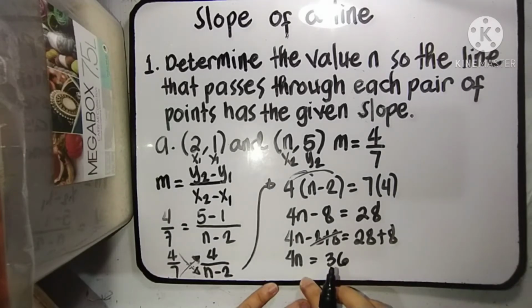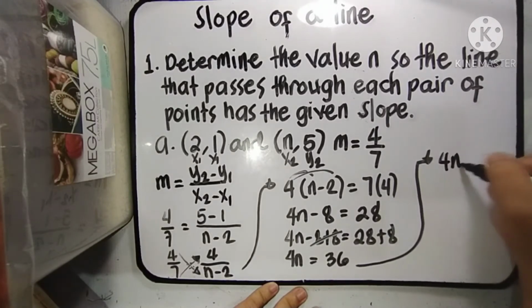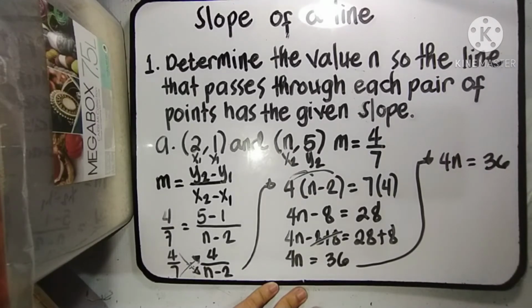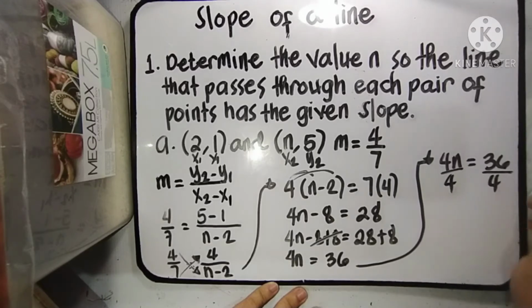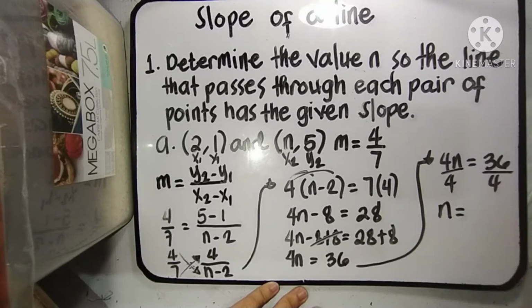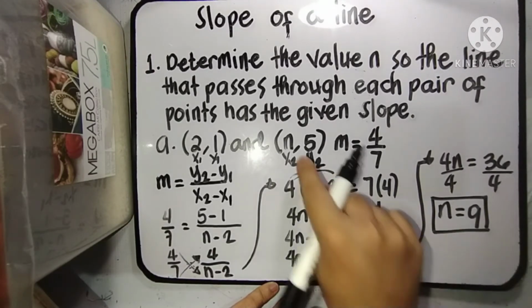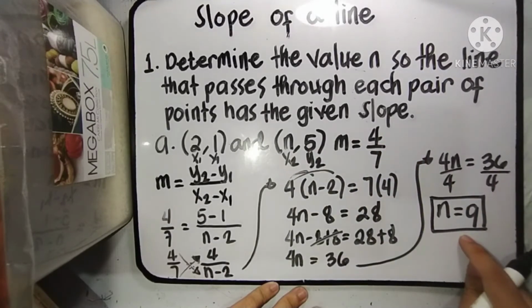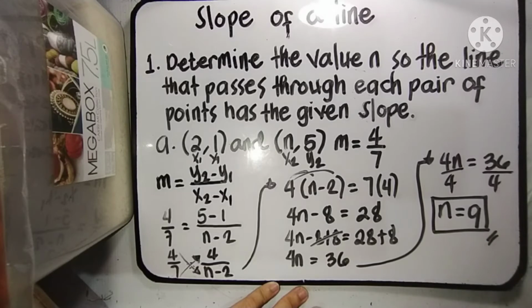Then, find the value of n. How are we going to find the value of n? We need to apply the division property, or inverse property of equality, or multiplicative inverse. So we divide both sides by 4 to find the value of n. 4 divided by 4 is 1, times n, that is n, which is equal to 36 divided by 4, which is 9. Therefore, the value of the point given the slope 4 over 7 is n, which is equal to 9. So this is now the solution in finding a point given the slope.